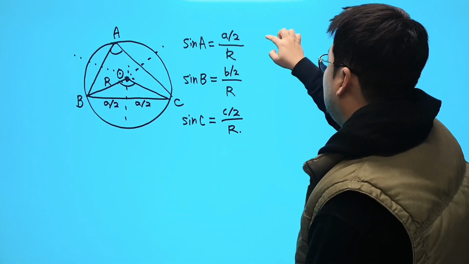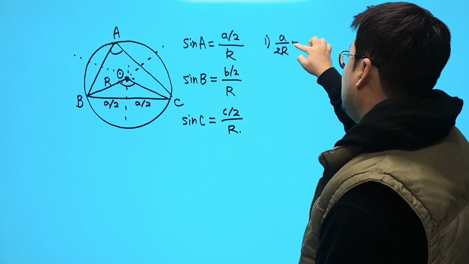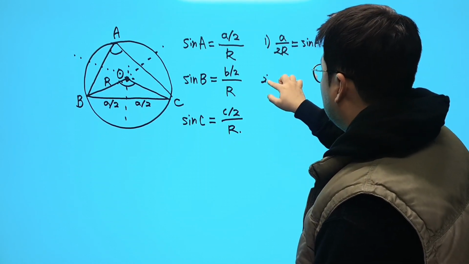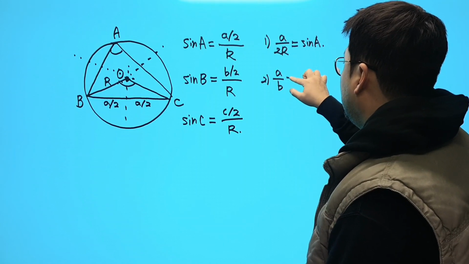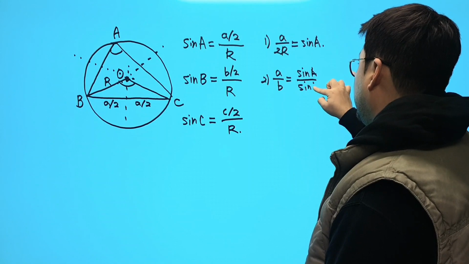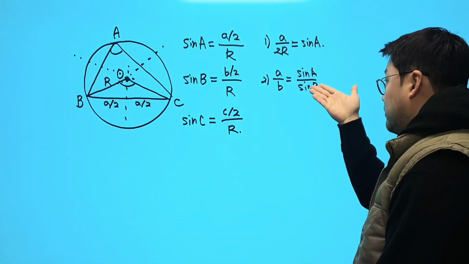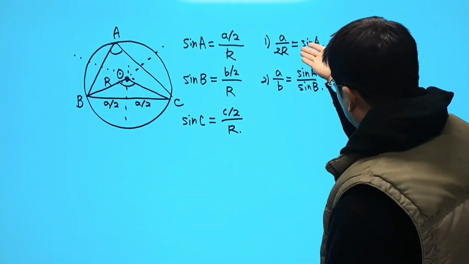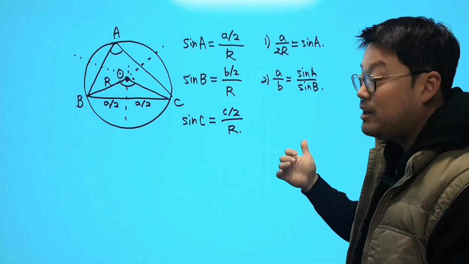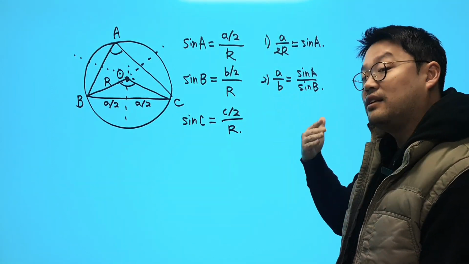Now, the first variation that we can talk about is a over 2R turns into sine capital A. And the second variation that we can talk about is a over b equaling sine A over sine B. Okay? So if you want to use the length ratio with the angular ratio, you can definitely use the second one. But if you want to come up with some kind of information about the circumradius or the circumdiameter, well, you got to use the first one. And this is how we use the law of sines in competition math.